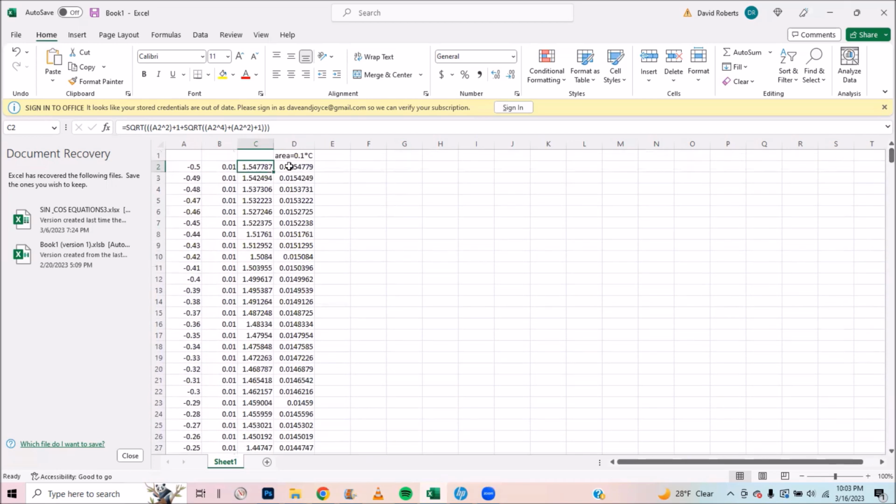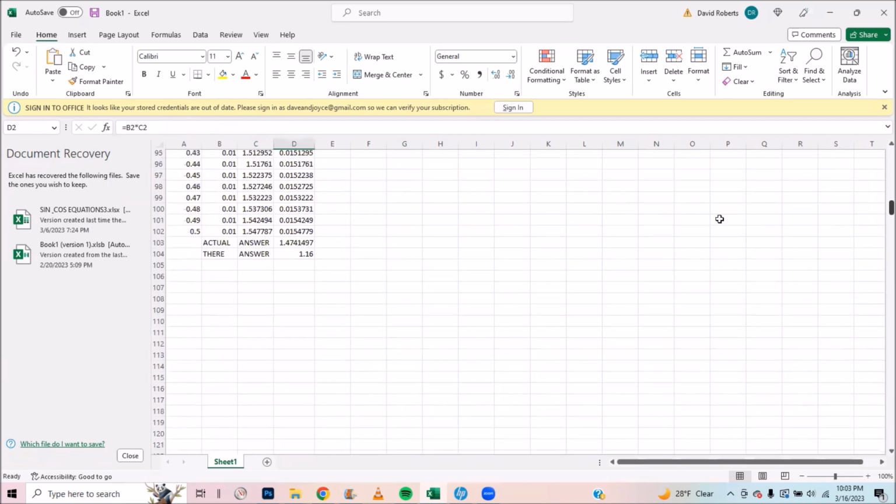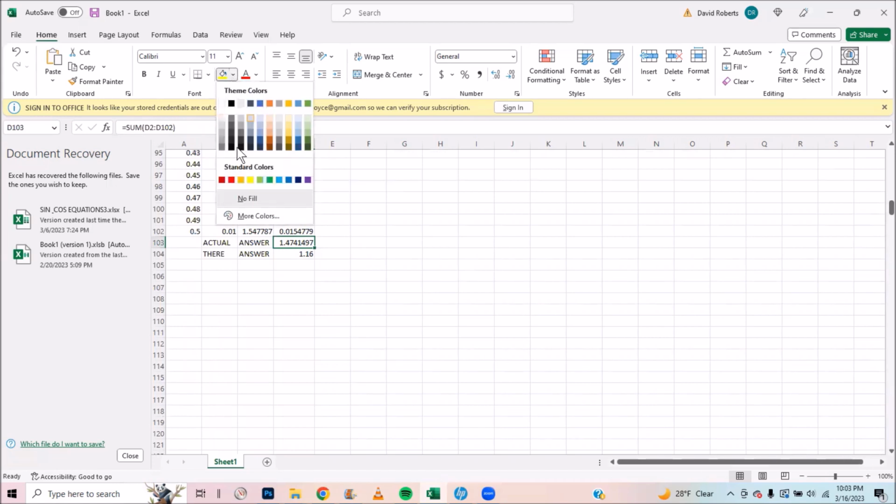It's hilarious. So we take all the little segments. These little segments are just 0.01, but we add them all up. And guess what the sum of all those segments is? It's the right answer. So there you go. There's the right answer. Let's highlight that.